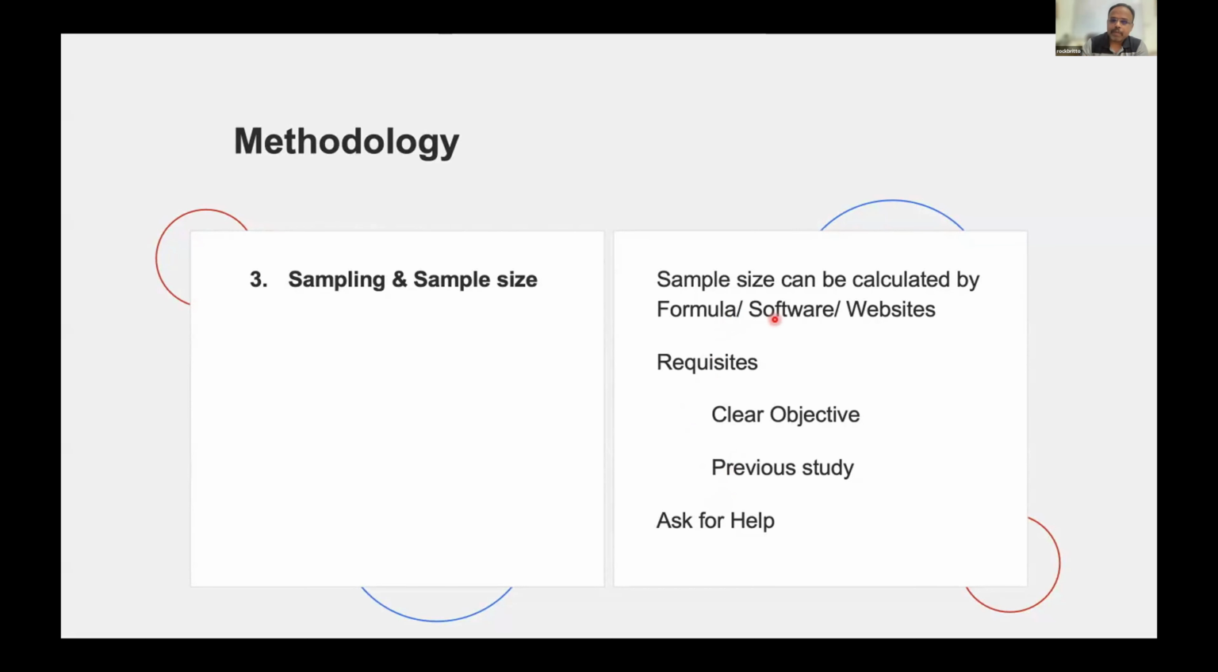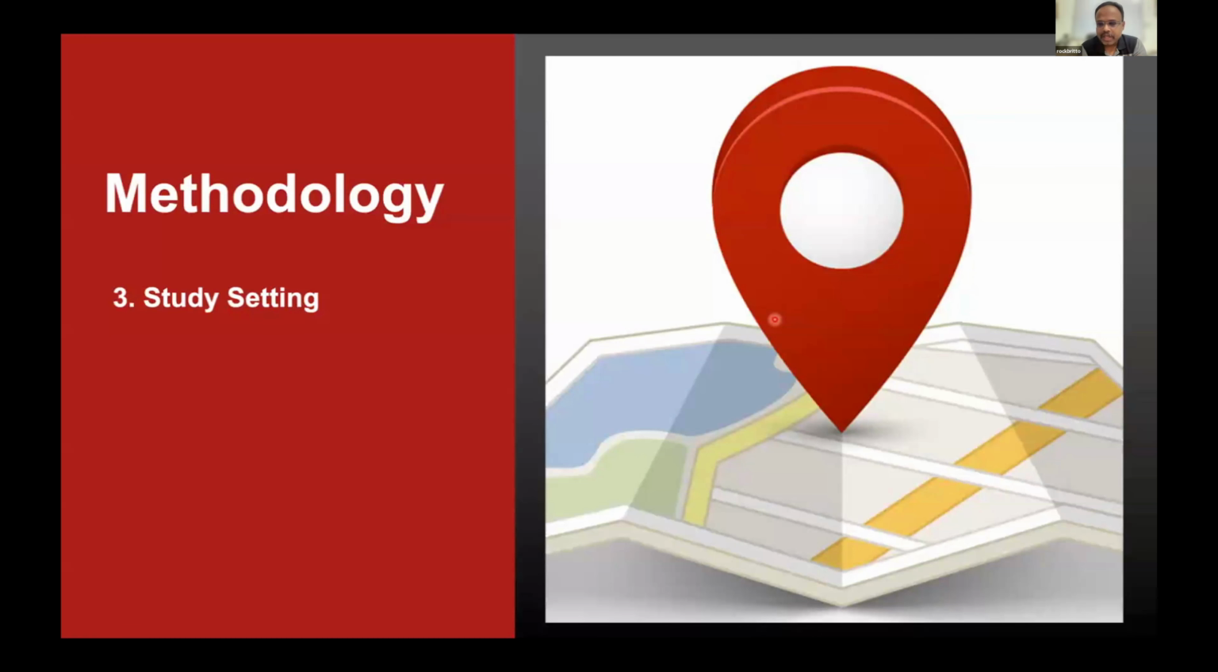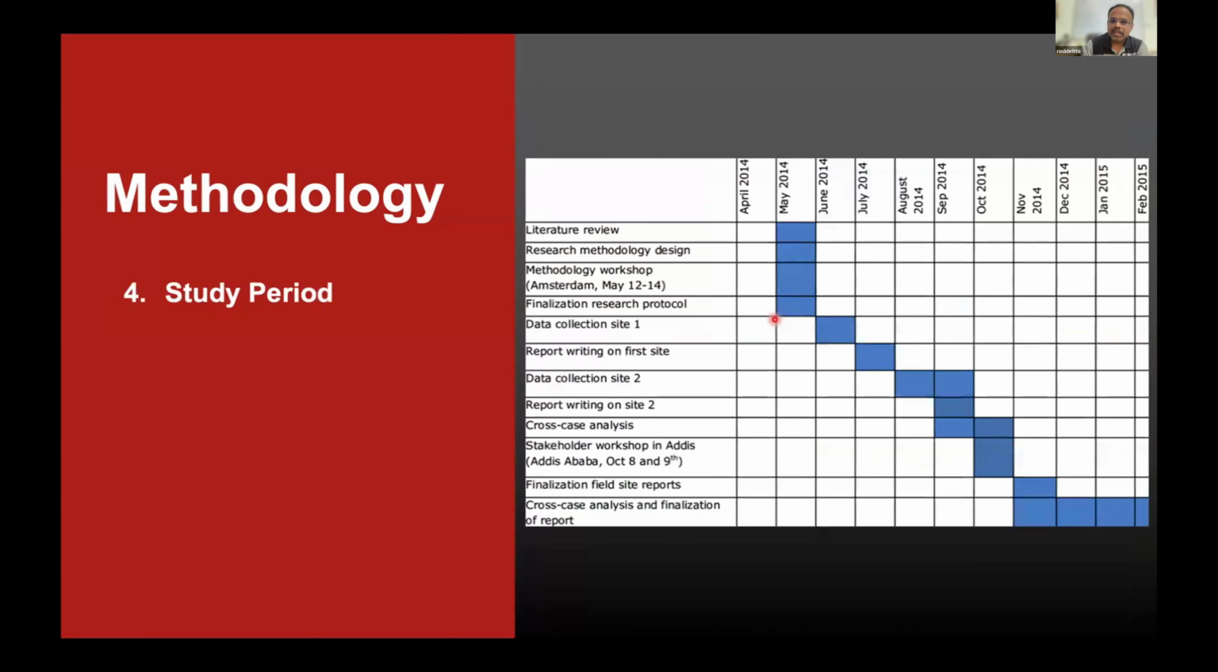So sample size is one parameter in the methodology. Now the third thing is the study setting. You need to clearly mention the characteristics of the patient, where, what is the geographical location, what is the hospital they are attending, what is the department, whether inpatients or outpatients, and based on what characteristics they have been recruited. All these things have to be mentioned in the study setting. And the next most important thing is the study period.